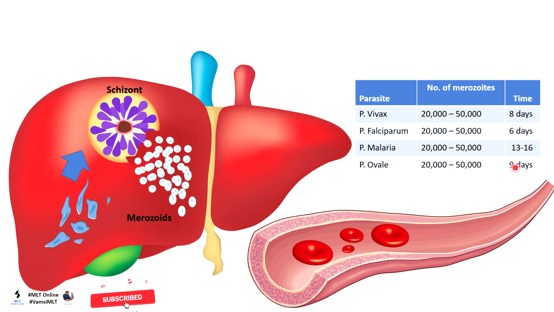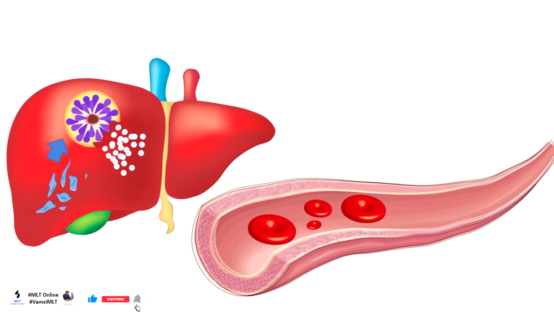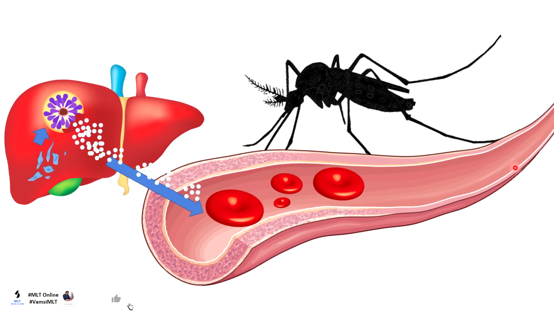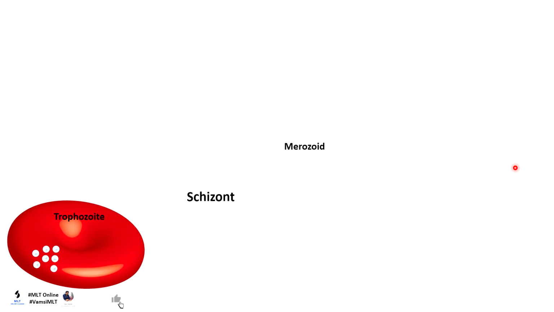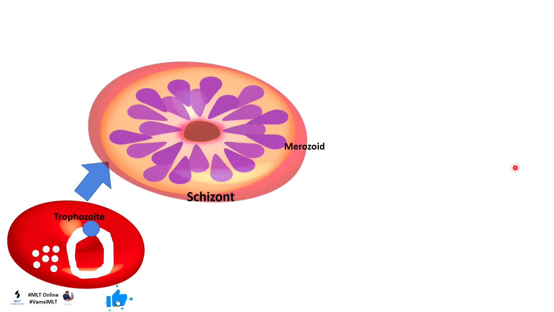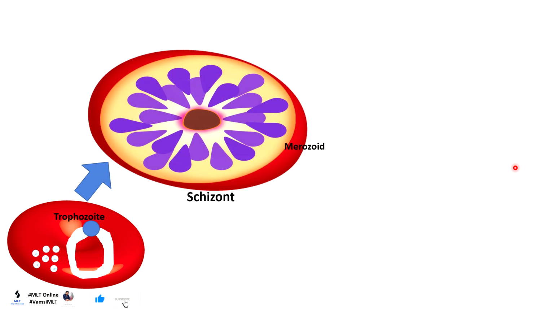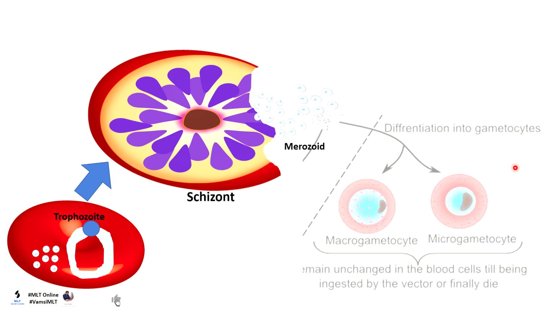Upon release, these merozoites will migrate into the red blood cells. Now inside the red blood cell they will start erythrocytic schizogony. Here the merozoites will be converted to trophozoites, and these trophozoites will be converted to schizonts again. These schizonts will rupture and release merozoites again. So this is the second time merozoites have been released into the circulation.